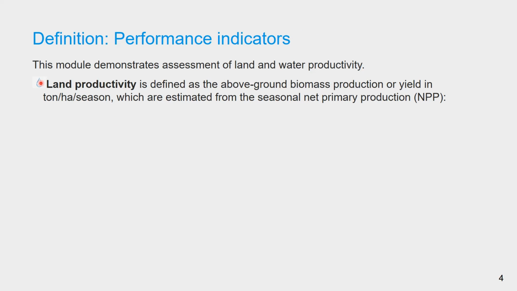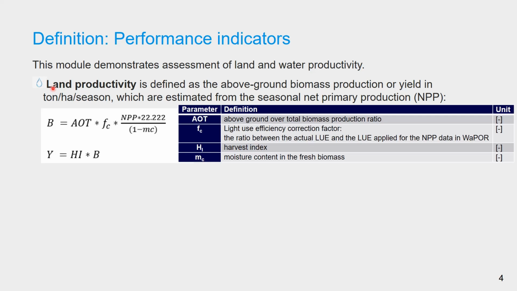Land productivity is defined as the above ground biomass production or crop yield in ton per hectare per season, which are estimated from the seasonal net primary production. The seasonal net primary production is first corrected for moisture content in the fresh biomass and then multiplied by the light use efficiency correction factor, which is crop specific, and then multiplied by the above ground over total biomass production ratio.